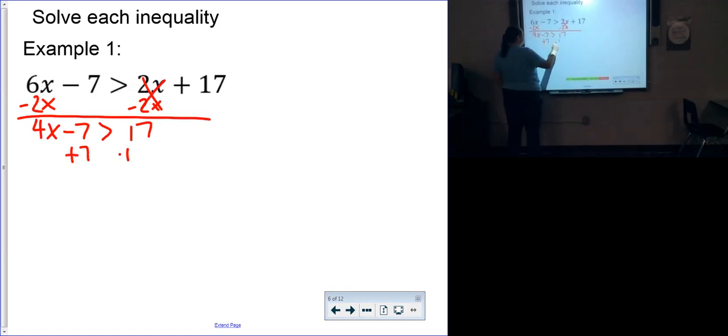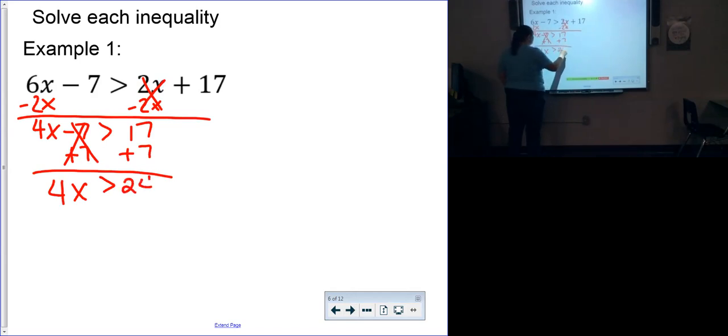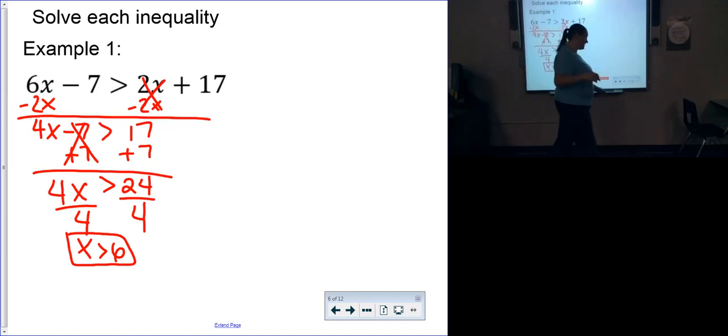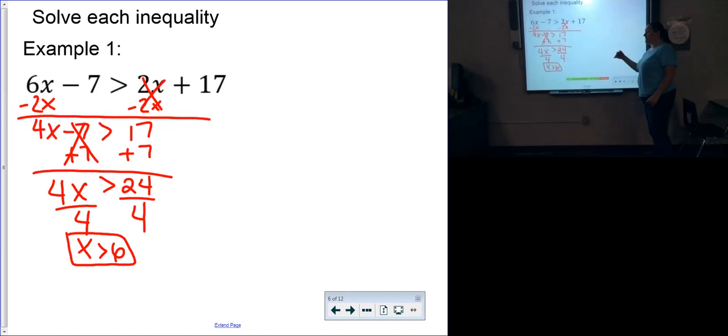Let's add 7 to both sides. I have 4x, my 7's cancel, is greater than 17 plus 7, 24. Let's divide by 4. I get x is greater than 6. And that's my final answer. Just like an equation, if I get x on one side and a constant on the other, that's my final answer.